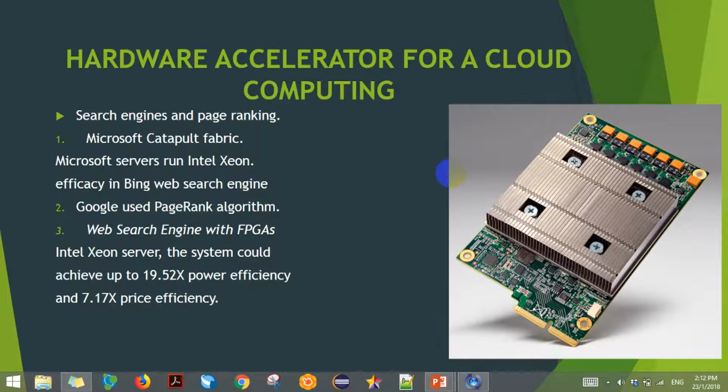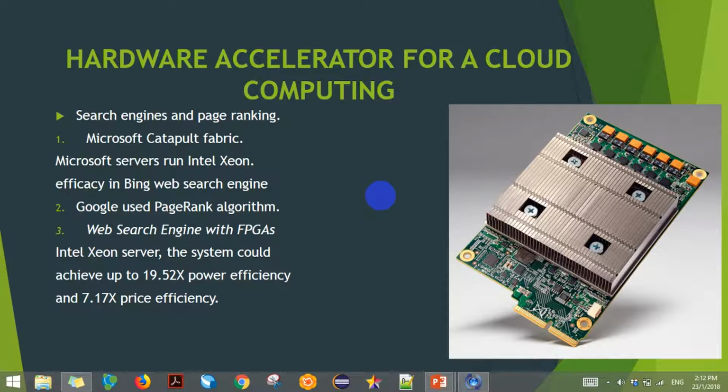Hardware accelerator for cloud. It's divided into four parts: search engine and PageRank, MapReduce, in-memory database. Finally, we'll explain the Spark environment. Search engine and PageRank. The first one is Microsoft Catapult Fabric.